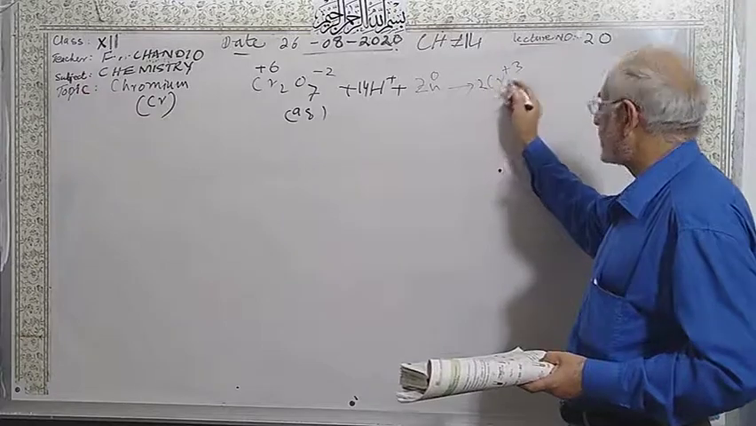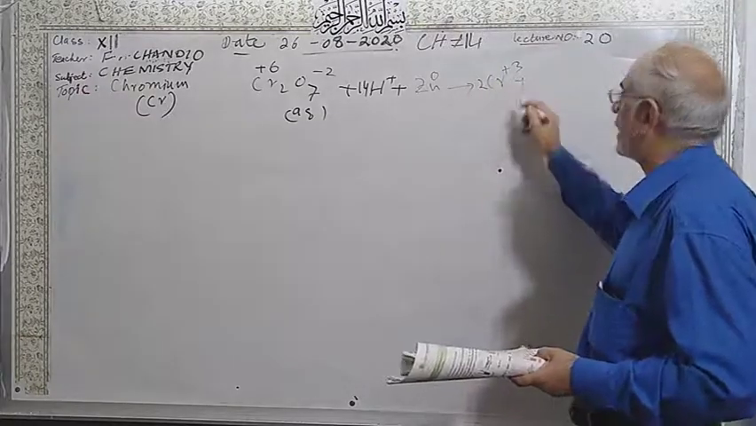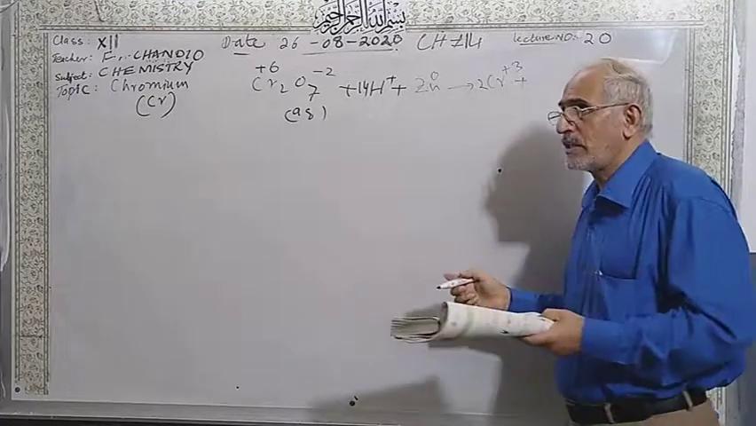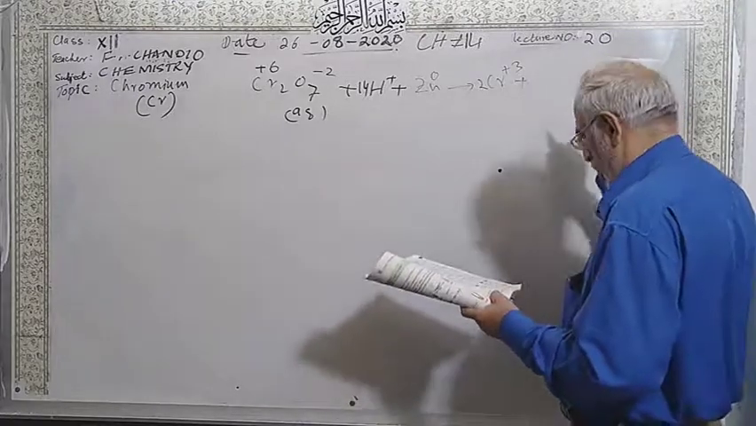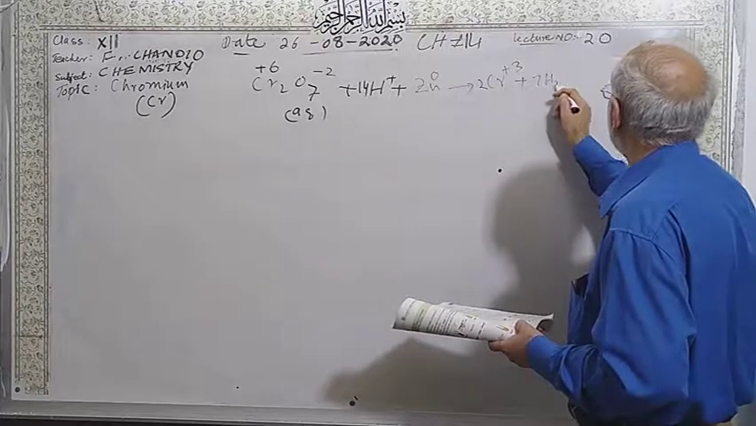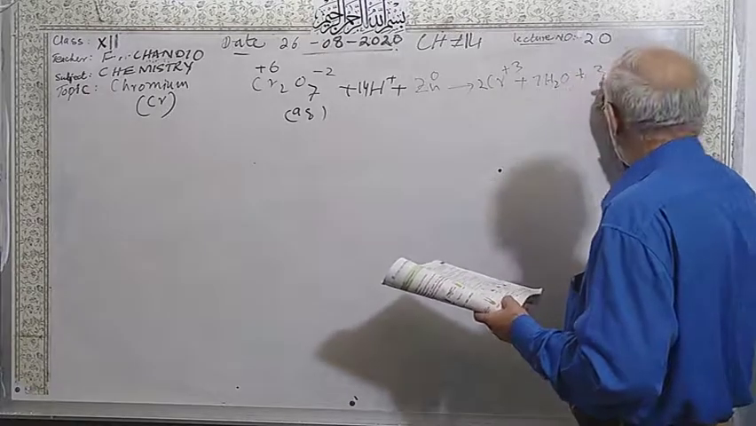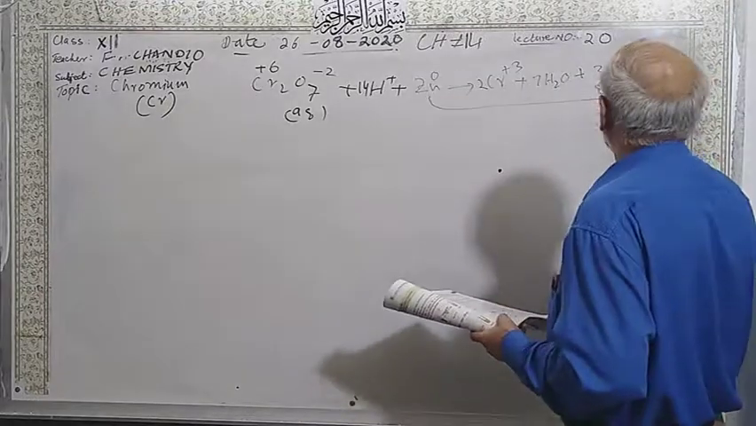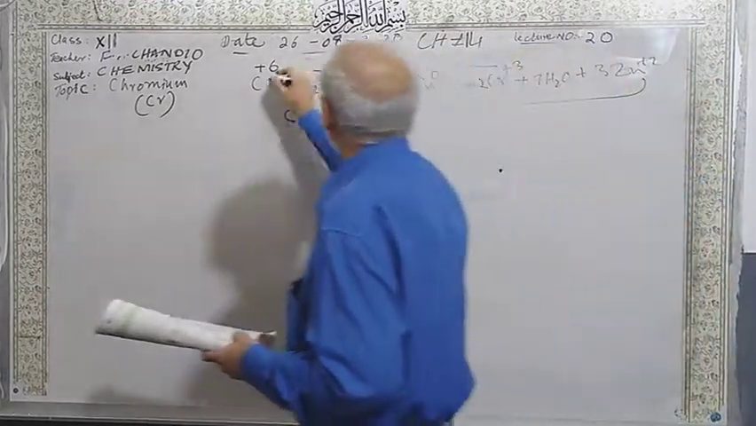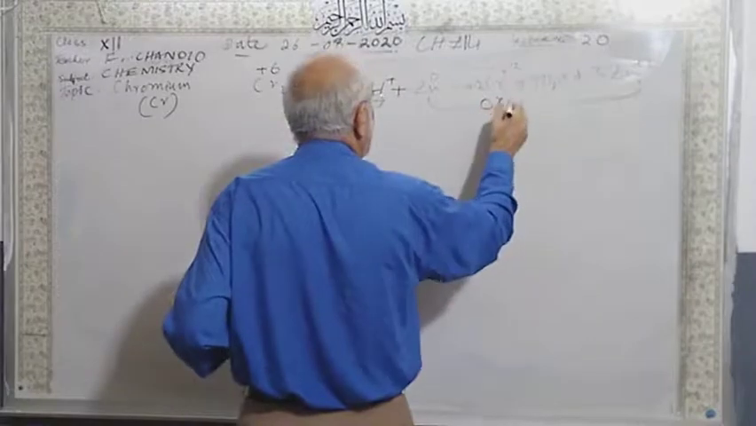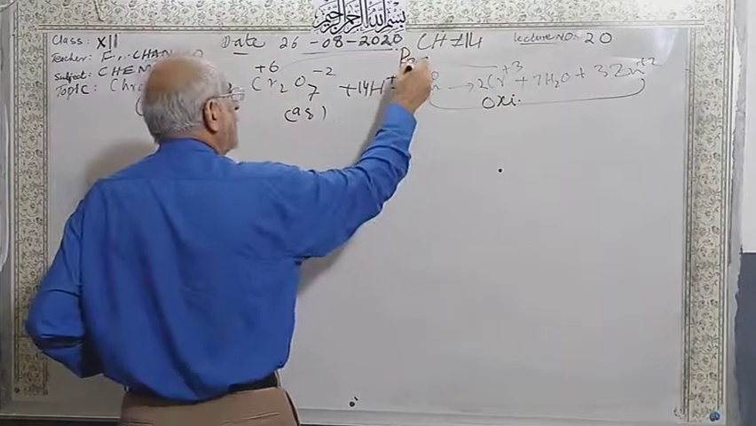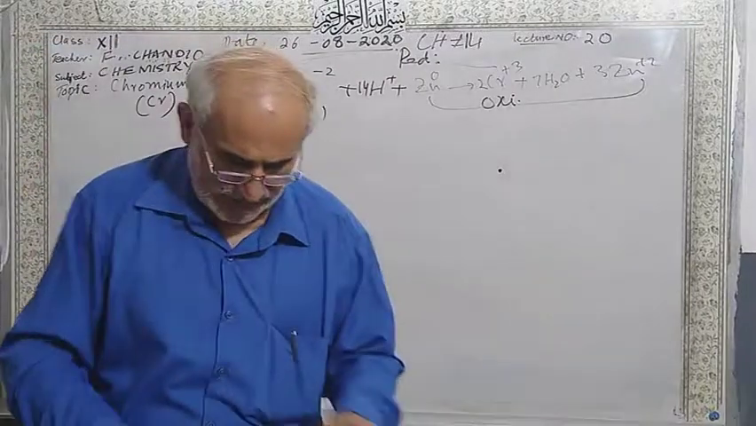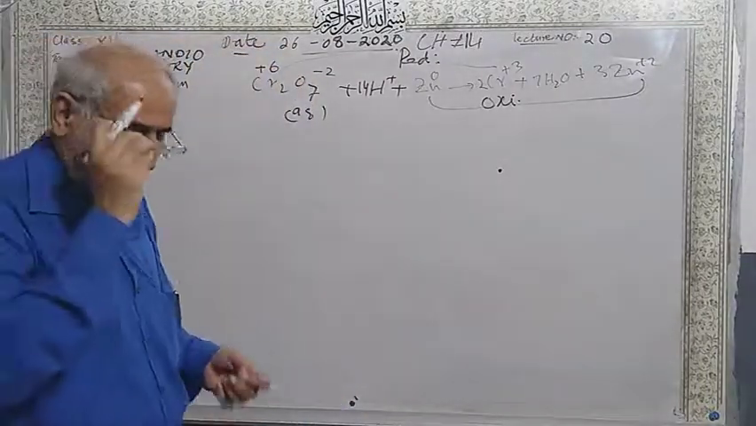So students, this positive 6 to positive 3, this is a reduction. So the substance which is reduced is called an oxidizing agent. So 7 water molecules plus zinc ion. So zinc is going to be oxidized and chromium is going to be reduced. There is an oxidation and there is a reduction. Zinc is going to be oxidized and chromium is going to be reduced.